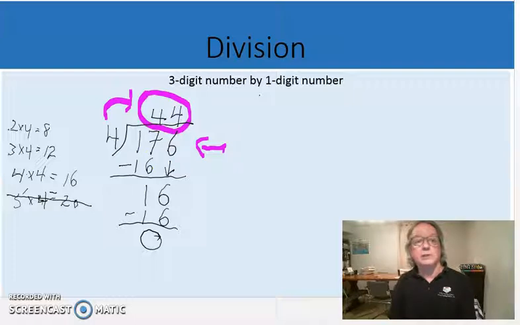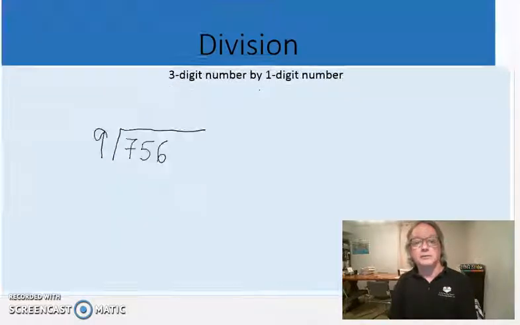Let's have a look at one more, and let's just see if this works. Yes, good. 756 divided by 9. We're going to ask a similar question. We're doing 9 now. So I have to say how many 9s are in 7. 7's too small because it's smaller than 9, so there aren't going to be any 9s there. How many 9s are in 75?